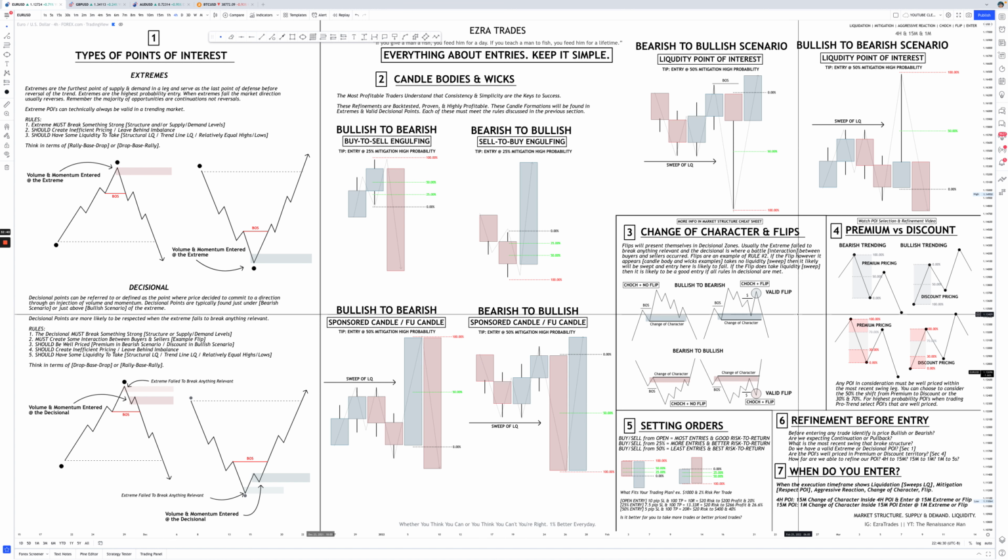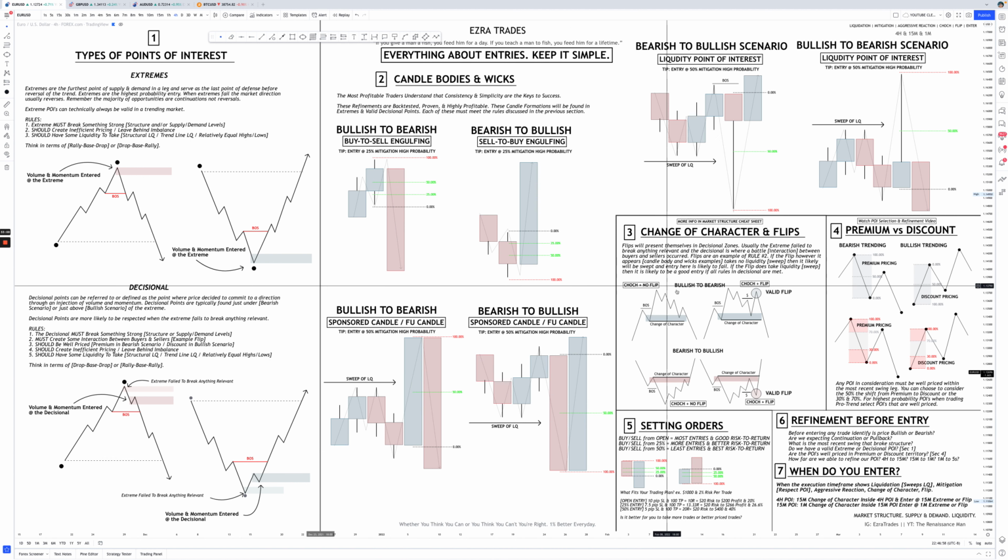So what does this mean? We ideally are looking for something that sweeps some sort of liquidity. And therefore, from these candle bodies and wick examples, typically a flip should look like something like this. It should be a mini sponsored candle, or it should be a smaller liquidity point of interest. It basically just has to sweep liquidity before it breaks structure. Sweep liquidity, break structure. Sweep liquidity, break structure, right?